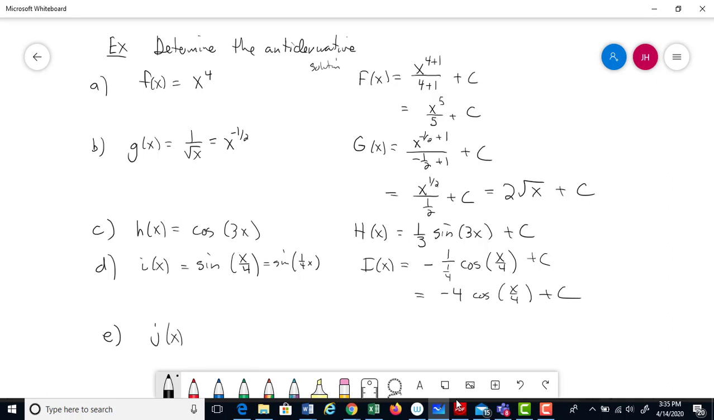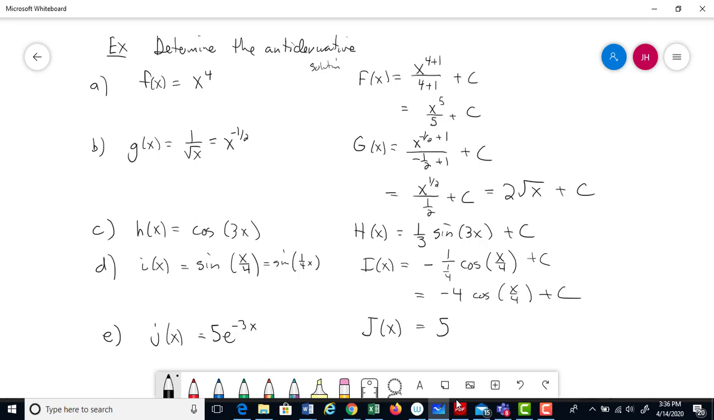J of x. E to the minus 3x. No, I didn't put it. Let's put a coefficient here. What if I say 5 times e to the minus 3x? Well, with derivatives and antiderivatives, your constant is still there. So I'm still going to have a 5 here.